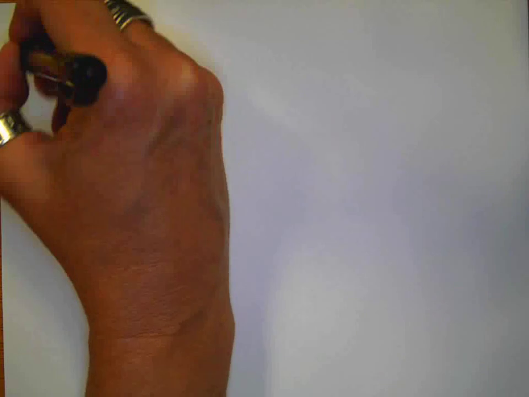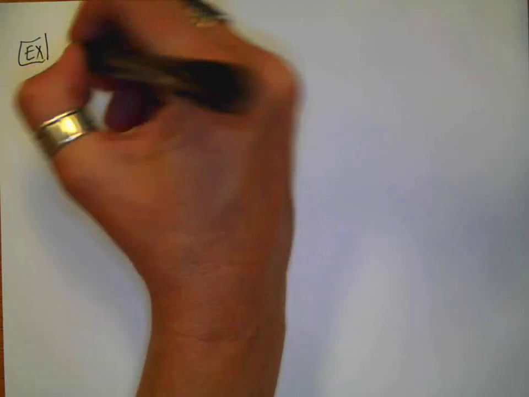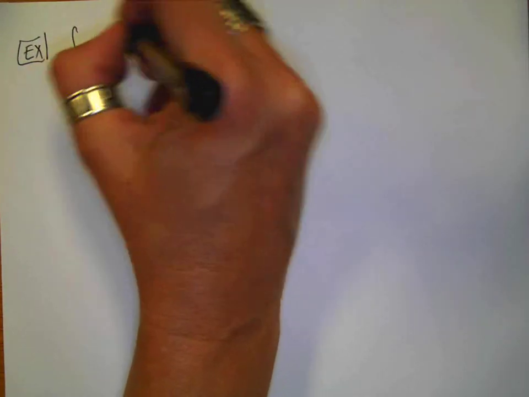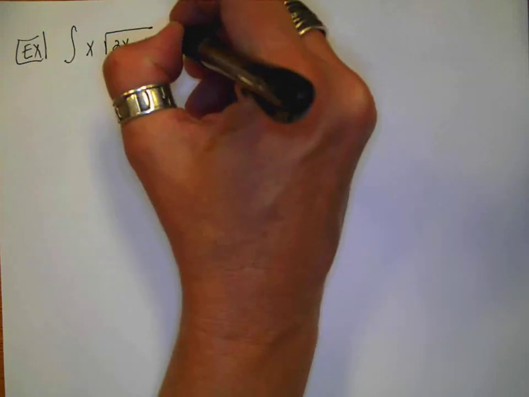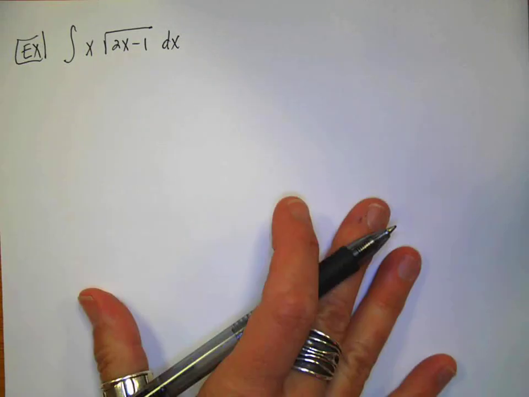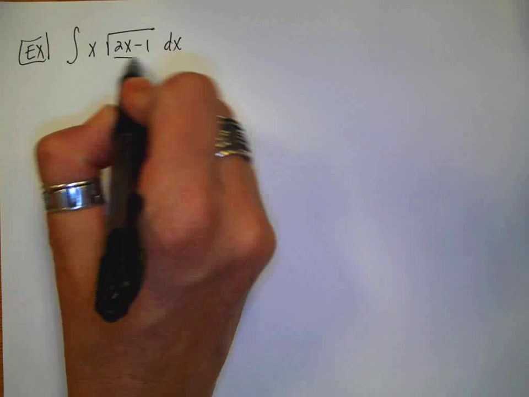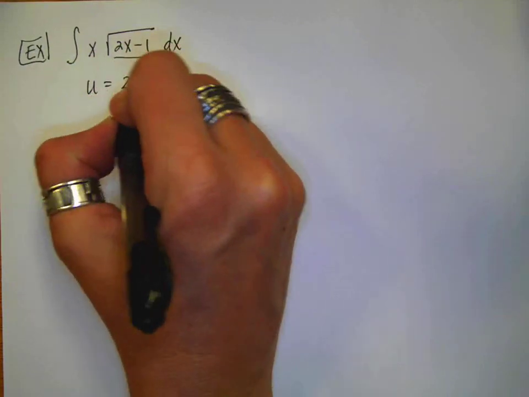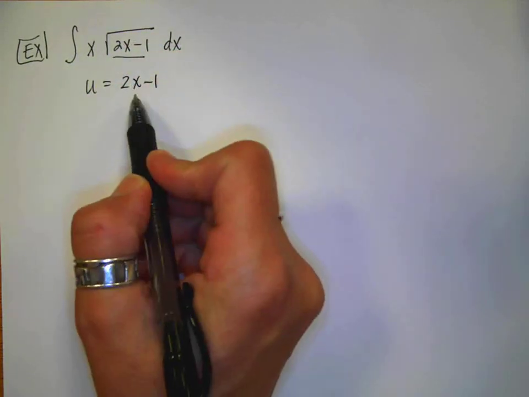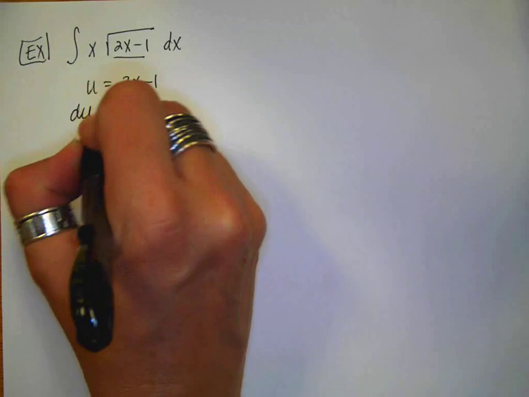So u substitution does get to be a little bit more entertaining, but let's do another couple of examples. Okay, for our next one, it's going to look like this. I'm going to have the integral of x times the square root of 2x minus 1 dx. You ready? So remember, I want to start on the inside, so I'm going to let u equal 2x minus 1.